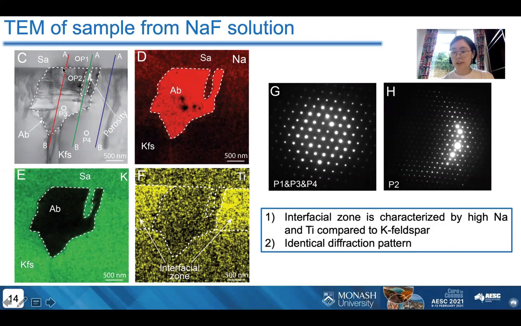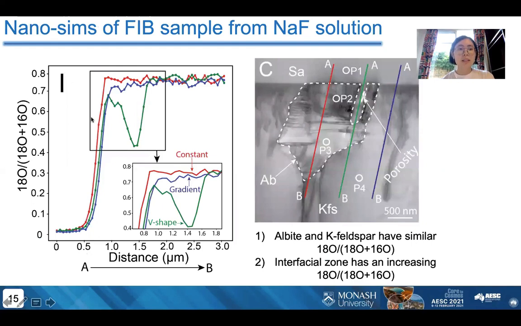of crystal orientation. We also did a NanoSIMS analysis of a FIB sample from sodium fluoride solution, and you can see that albite and K-feldspar have a similar oxygen-18 to oxygen-18 plus oxygen-16 ratio from the red line. However, in the blue line, there is a gradient profile, which means that oxygen isotope can diffuse within this interfacial zone.